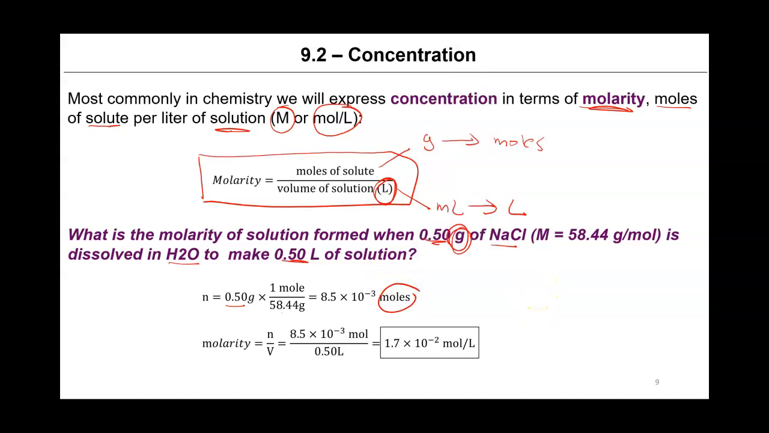and then turn that into moles. Now I can go ahead and calculate my molarity by dividing the moles by the volume in liters. So 8.5 by 10 to the minus 3 moles divided by 0.5 liters, and here's my molarity.